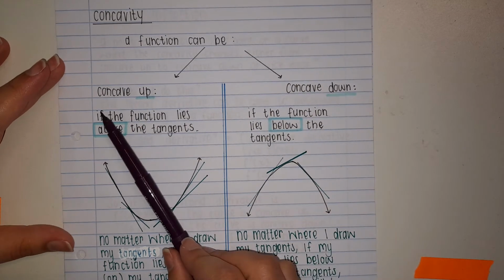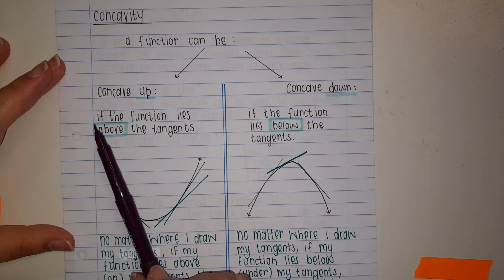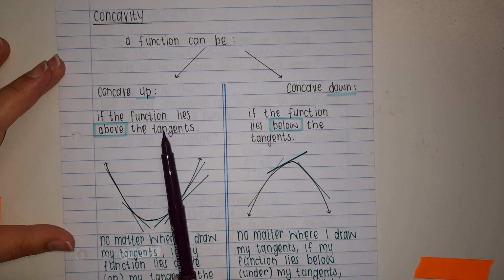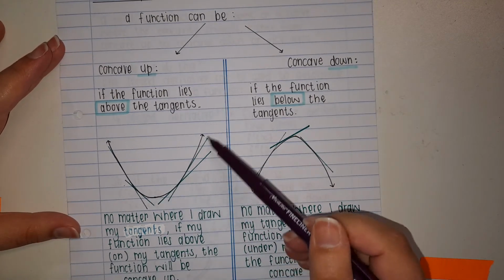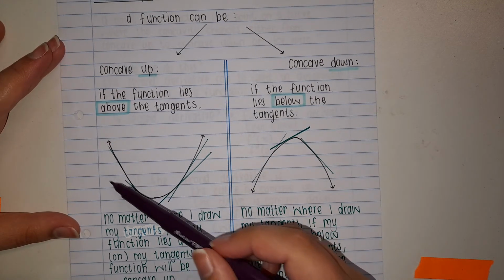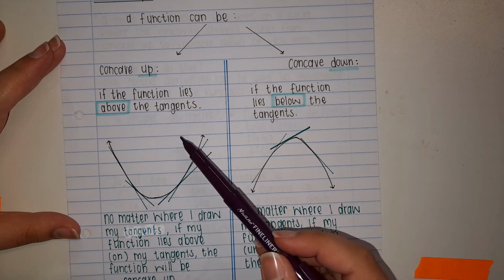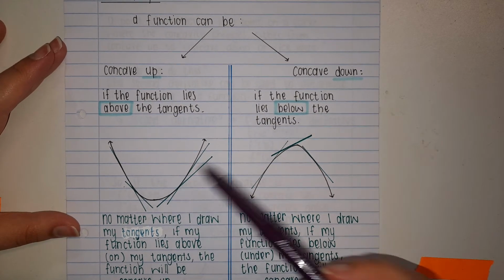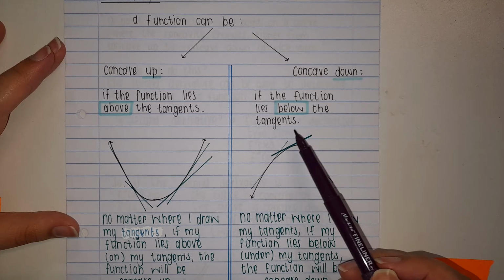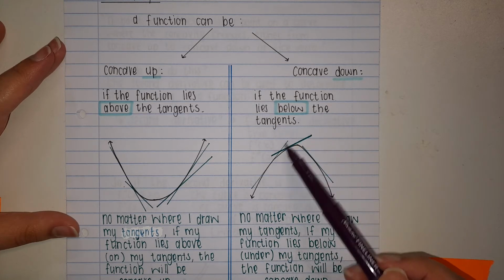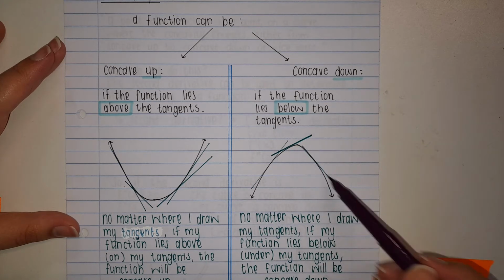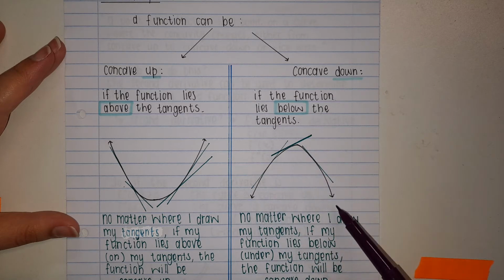When a function is concave up, the function lies above the tangent. So now you can see there's a bunch of tangents drawn over here, and our function is lying on top of them. When it's concave down, it means the function lies below the tangents. So here's a bunch of tangents, and our function is below them.